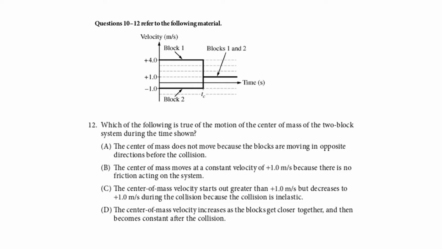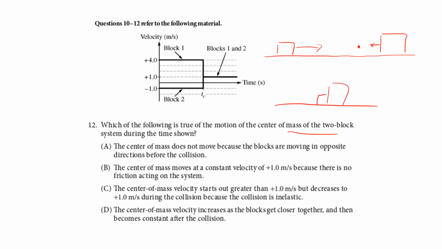Which of the following is true of the motion of the center of mass of the two-block system? All right, let's make sure you understand what's happening here. Remember, we have block 1, which is the littler one, moving this way. It's moving fast. Block 2 is moving this way. It's moving slower. So the center of mass is going to be somewhere over here, right? It's just the weighted average of the two. After they stick together, the center of mass is going to be somewhere over there, but it's basically the system itself.